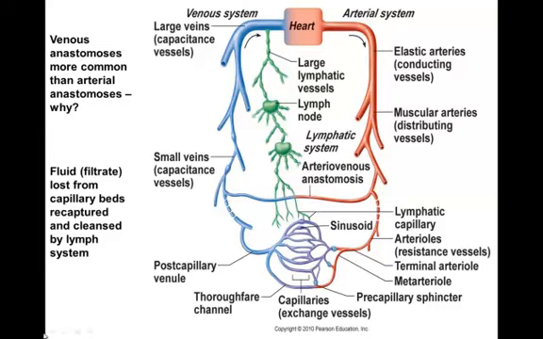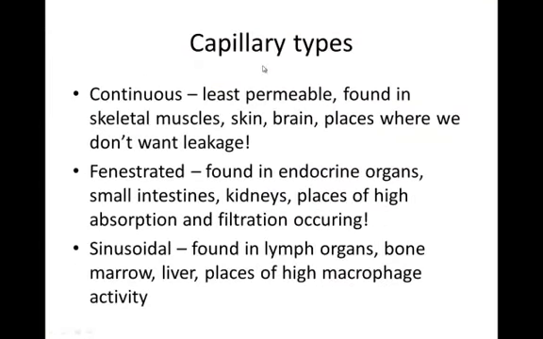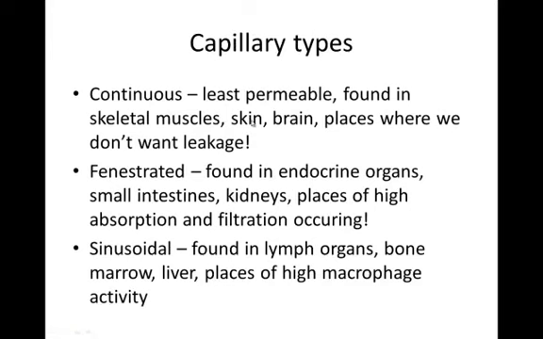And the capillaries are what we're going to talk about right now. So we have a variety of capillary types. These arterioles feed into our capillaries, and we have 3 types of capillaries. We have continuous capillaries, fenestrated capillaries, and sinusoidal capillaries. Our continuous capillaries are going to be the least leaky, in other words, the least permeable.